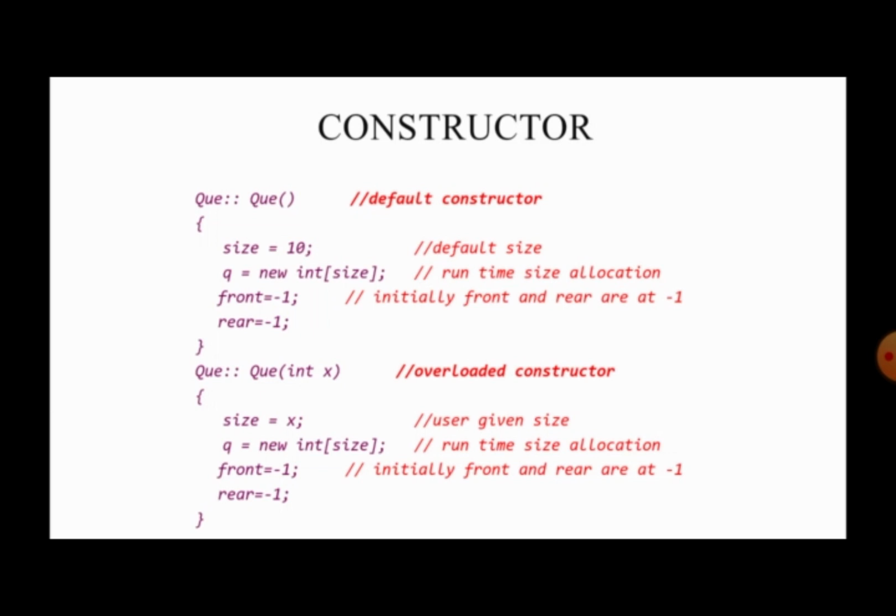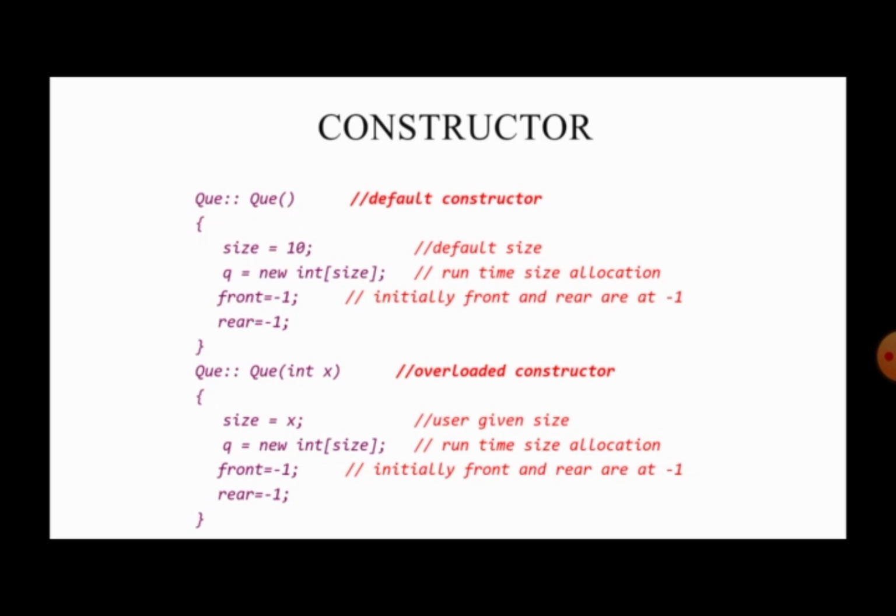Then we are assigning front and rear as -1, because initially the queue will be empty and there is no index which is -1. As the array starts from index 0, the value -1 means there is no value in the array. The index is outside of the bound of the array, so we know that this will be the empty case.